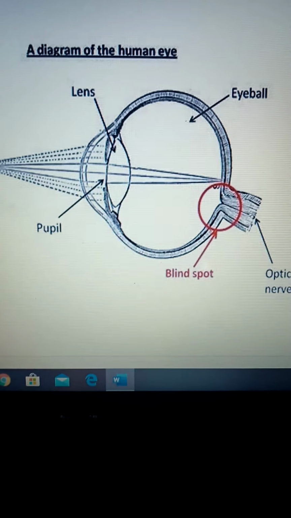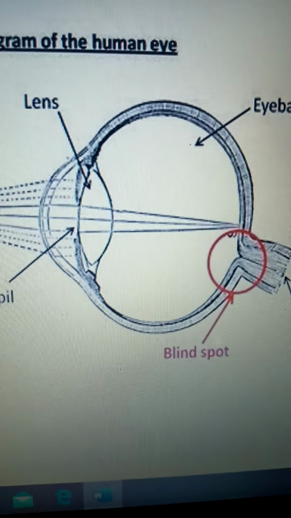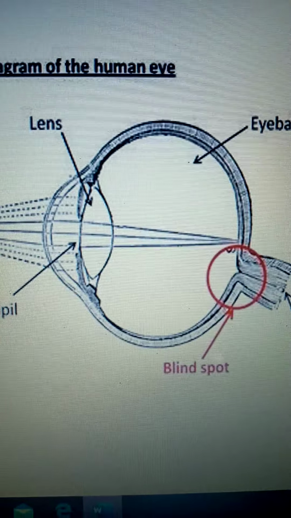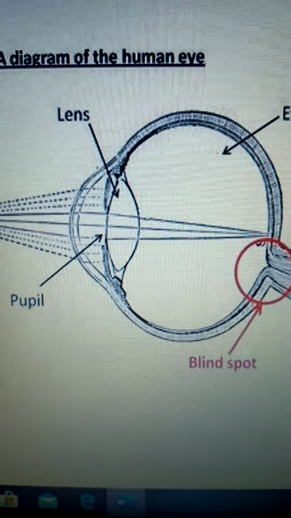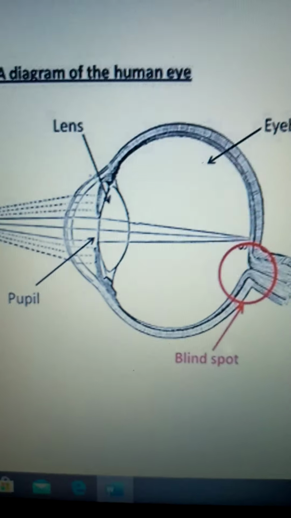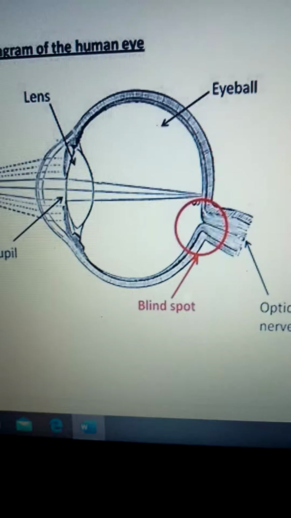When the image is formed on the retina, the light sensitive cells become activated. They start producing electric signals, and these signals are transported to the brain with the help of the optic nerves. Then the brain interprets the message and we perceive the object. I hope you have understood the structure of the human eye and its working.